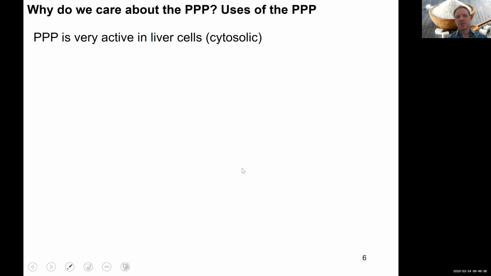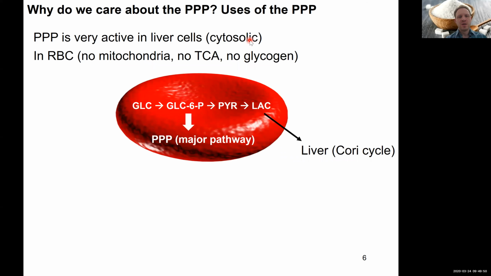The major one actually is the liver. The PPP is very active in the cytosol of liver cells. There, we'll see in some of the products of the PPP, it is relevant for producing reducing agents and so forth. Another important one is our mature red blood cells, or RBCs.